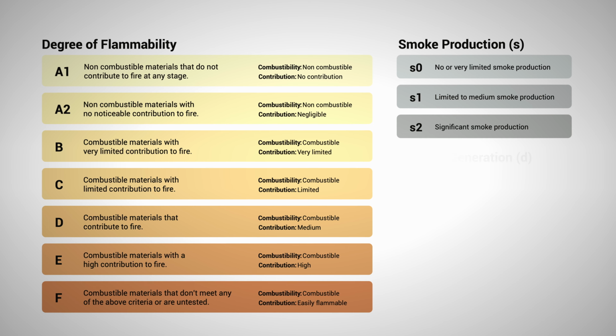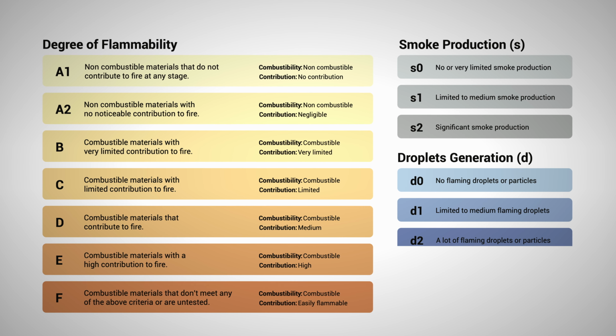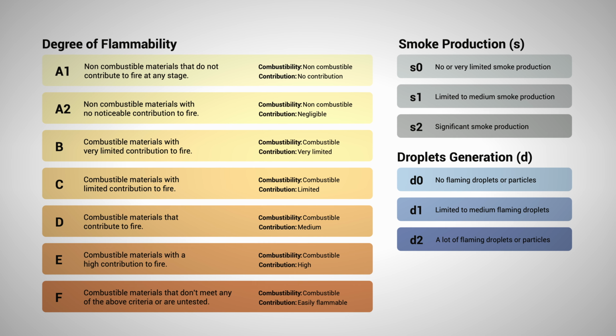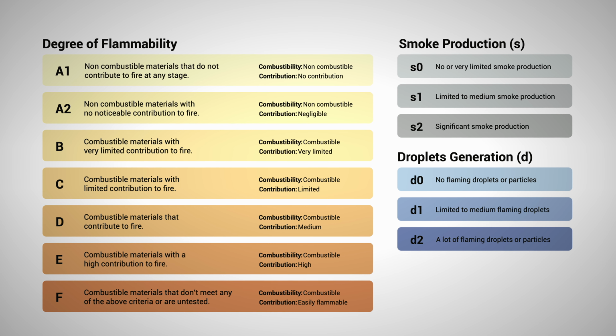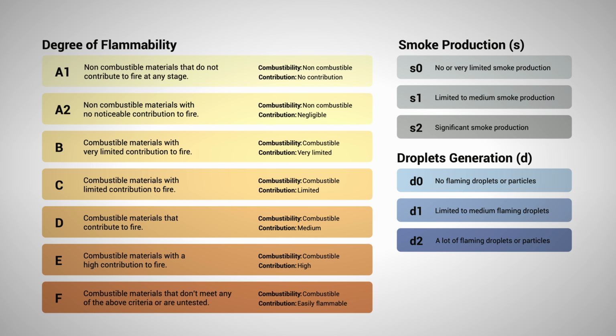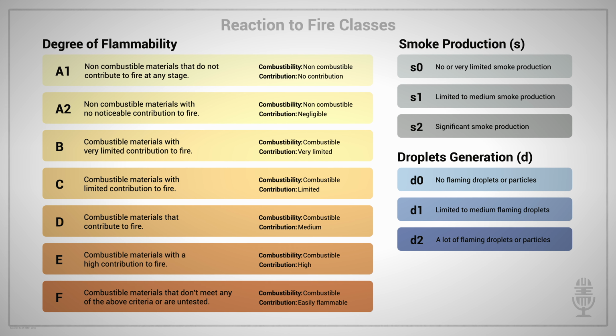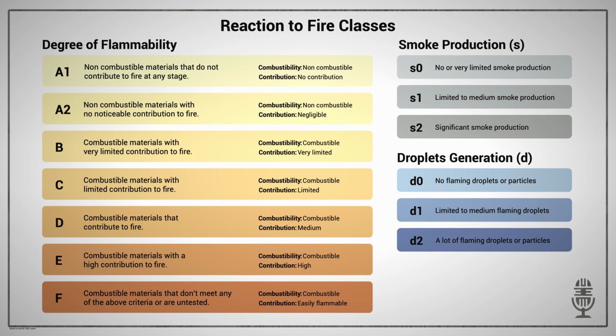The final component of the reaction to fire classes focuses on the generation of droplets, which are essentially flaming particles. This section is also divided into 3 parts, with a D followed by a number. In this case, 0 is once again the best performer, producing no flaming droplets or particles, while 2 is the worst performer, with a lot of flaming droplets or particles. Fire droplets or particles can spread fire and therefore increase risk, making this part of the reaction to fire classes also very important.